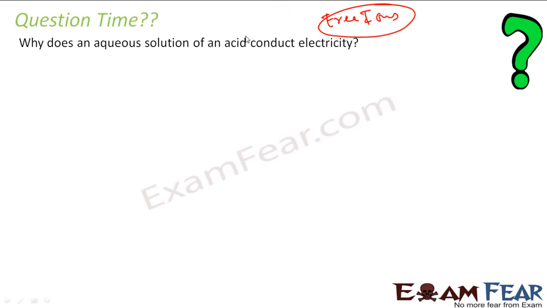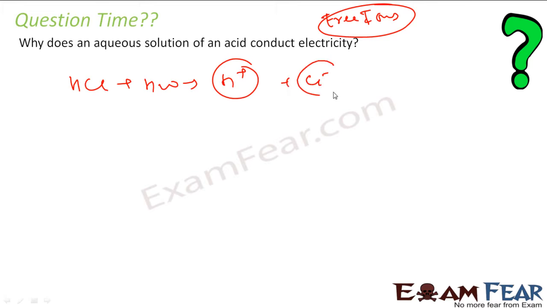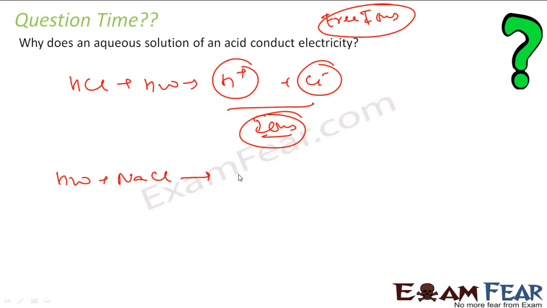Correct? Free ions or free electrons will conduct electricity. So the moment you put HCl, or any acid, into water, it gives ions. These ions are responsible for conducting electricity. Same thing: pure water won't conduct electricity. But the moment you put common salt in pure water, you get Na plus and Cl minus ions in water, and these ions make it a good conductor.